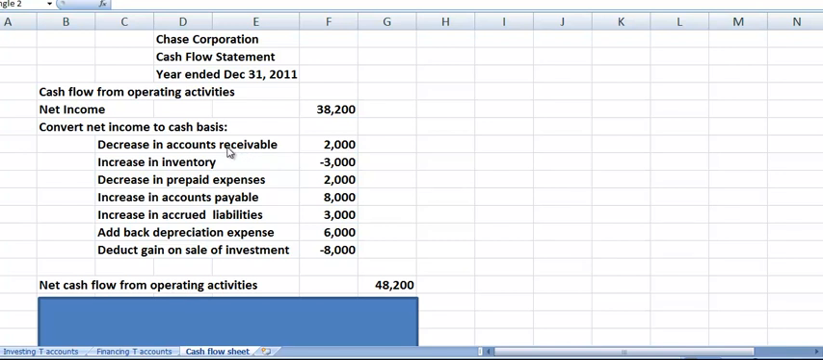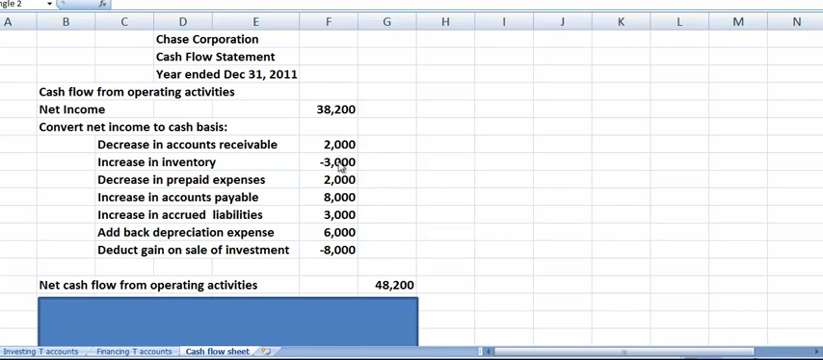Because our receivables decreased, it means we must have collected more on credit sales. That means we must have collected more cash than we booked as sales revenue. So to convert this net income figure to cash, we need to increase it by the amount of the decrease in receivables, which means we're going to add 2,000.